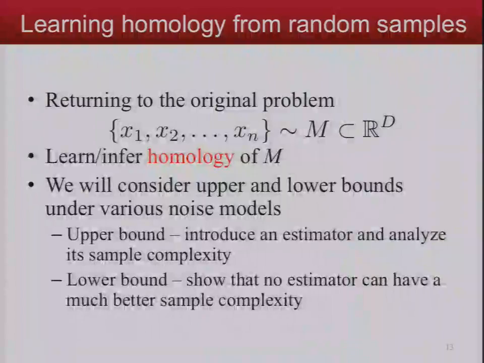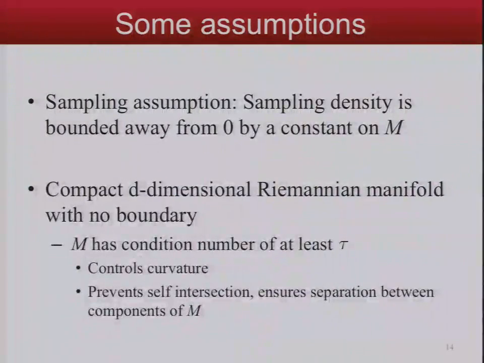Okay, so now let me return back to the original problem. This is the original problem. You're given samples from a manifold, and what you'd like to do is learn or infer the homology of the manifold. And so now I'm going to introduce both upper and lower bounds, and the way this typically proceeds is to give you an upper bound, I'll show you an estimator and analyze its sample complexity. To give you a lower bound, I'll show you that no estimator can do much better in terms of sample complexity.